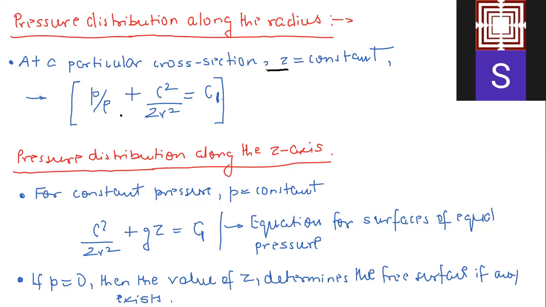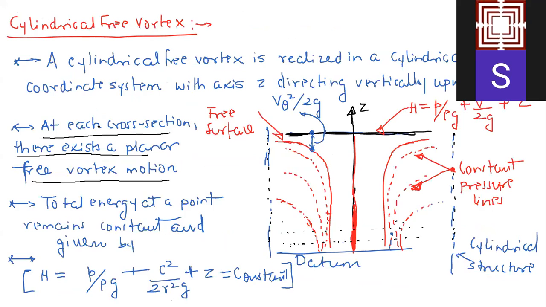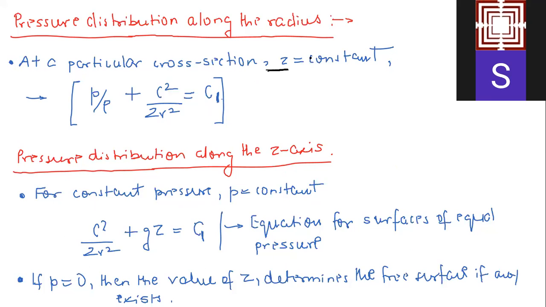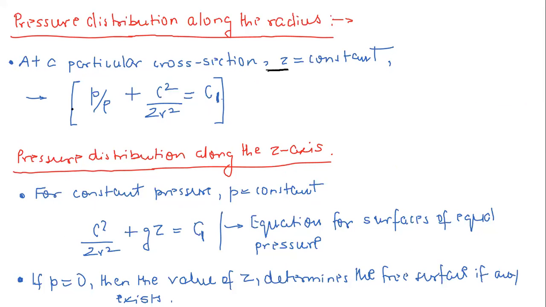And then again, this term, you have to do nothing. You have to put here Z as constant. So some constant, now take the Z on the right hand side. So some constant minus Z will be again a new constant. So ultimately, at a particular cross section, the pressure distribution is given simply by this relation, that is P by rho plus C square divided by 2R square is equal to C1.